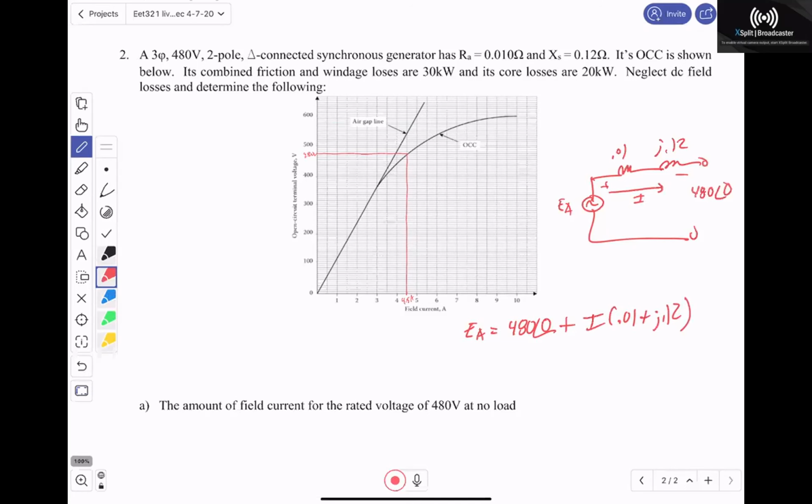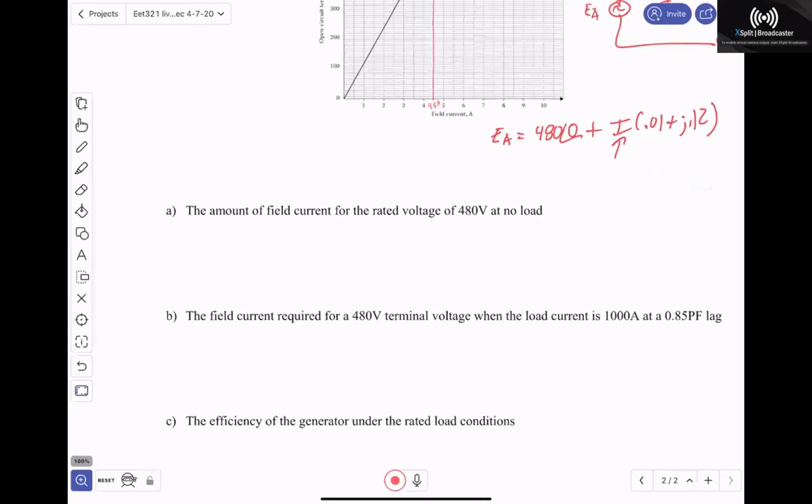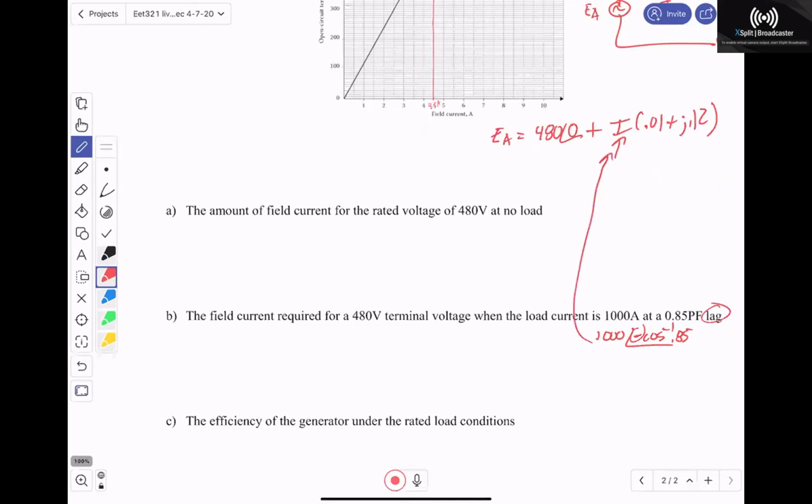So all I need at this point is I. Is there a way to calculate what I is? Well, I told you what the current is. It's 1,000 amps. That's magnitude only, right? How do I get the angle of that? You would just do the inverse cosine of 0.85. And it's lagging, so that means I put the angle on I here. So that is my current. That should give you my EA.